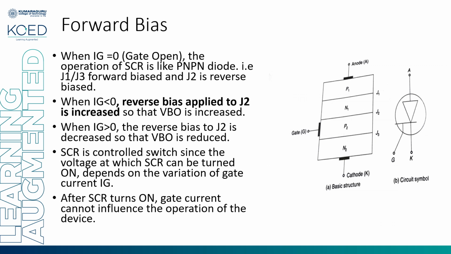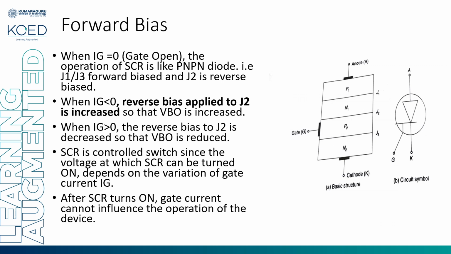But when you give gate current, you can give either a positive or a negative one. When you give a negative one, since it is a P layer, the reverse bias will tend to increase in J2. So when the reverse bias increases, the VBO also increases, so that the switching is delayed.